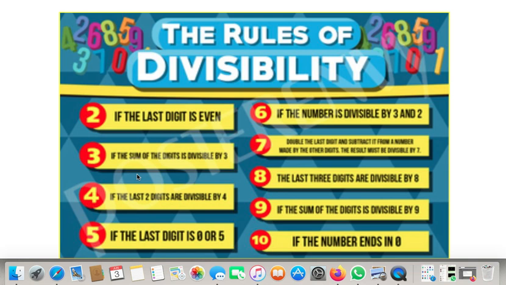Second question says which of the following numbers are divisible by 2, 4 and 8. See, all the 3 divisibility rules I have here. Divisibility by 2 is last digit is even. Divisibility by 4 is if the last 2 digits are divisible by 4. And divisibility by 8 is last 3 digits: ones, tens, hundreds. Ones and tens for 4, and only the ones place digit we have to check for 2.